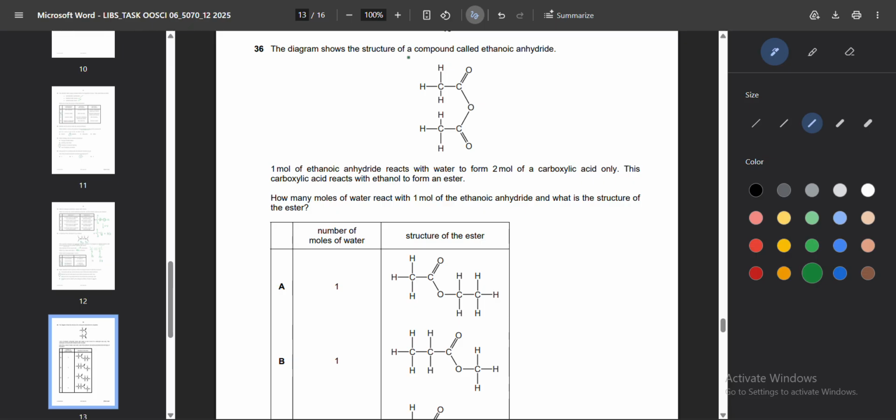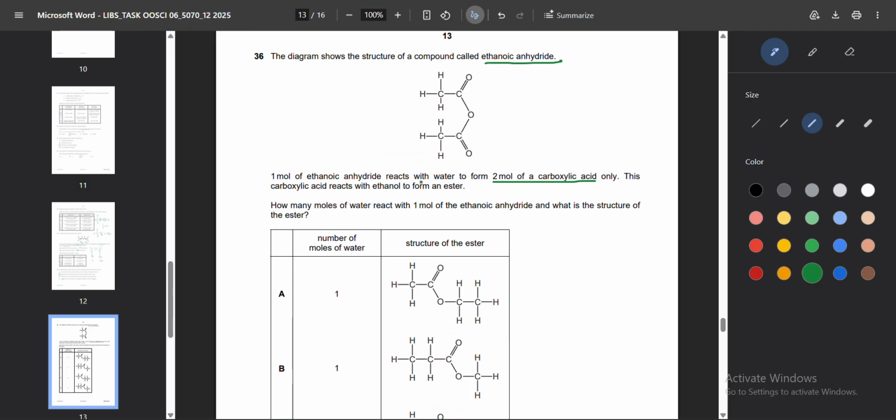The diagram shows the structure of a compound called ethanoic anhydride. 1 mole of ethanoic anhydride reacts with water to form 2 moles of carboxylic acid. Only this carboxylic acid reacts with ethanol to form an ester. It means that this anhydride splits up. Either it breaks from this side or from this side, and when it breaks, it forms 2 carboxylic acids.